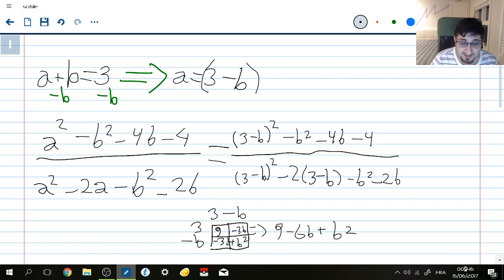Given that, we can immediately replace the (3 minus b) squared terms. So then this becomes 9 minus 6b plus b squared here, and then we have 9 minus 6b plus b squared.